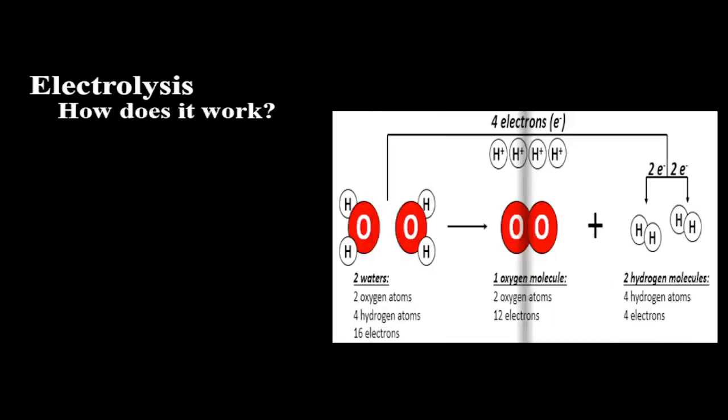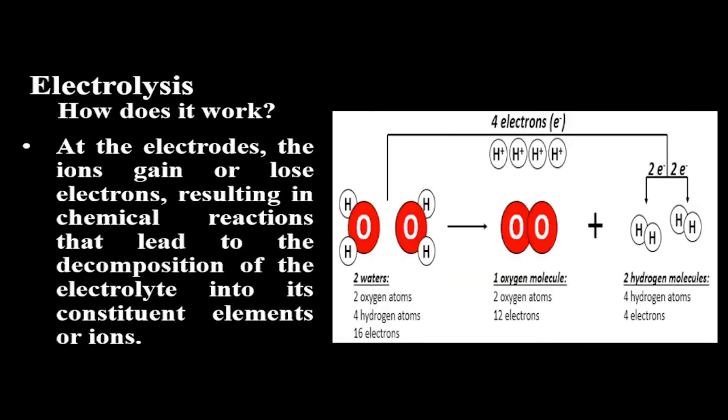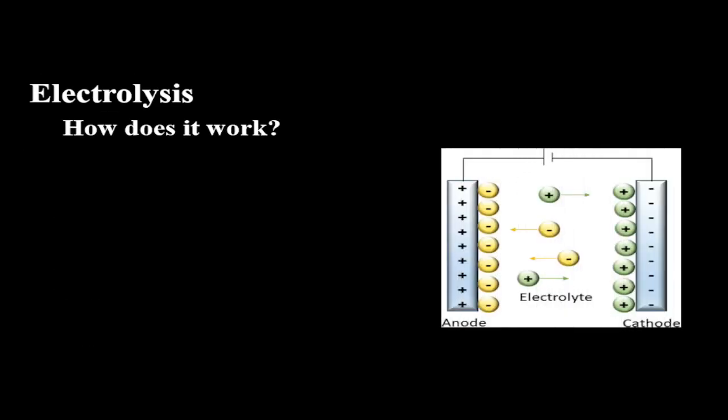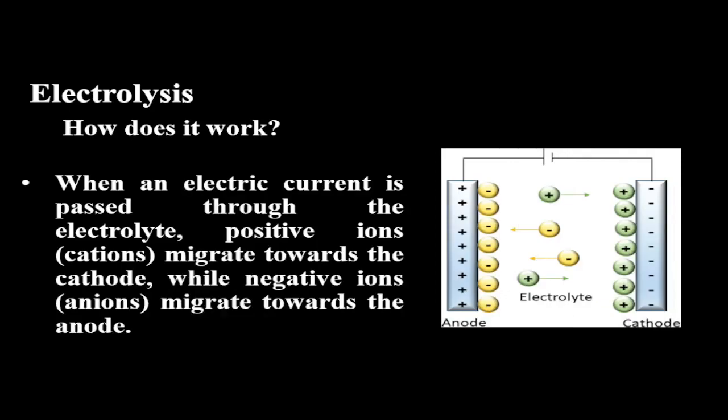At the electrodes, the ions gain or lose electrons, resulting in chemical reactions that lead to the decomposition of the electrolyte into its constituent elements or ions. In case of other ions dissolved in the solution, positive ions, cations, migrate towards the cathode, while negative ions, anions, migrate towards the anode. How can we compute for the mass of the substance collected at the terminal?